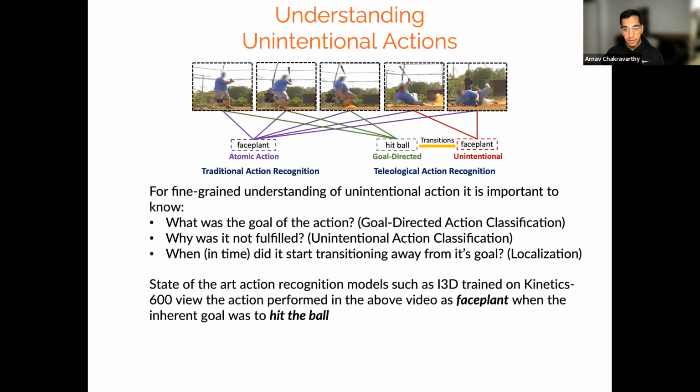State-of-the-art action recognition models such as I3D, trained on a traditional action recognition dataset such as Kinetics, view the above video as faceplant, when the inherent goal was to hit the ball. The information is not contained in the dataset since it's only concerned with understanding the surface level action and not the goal.